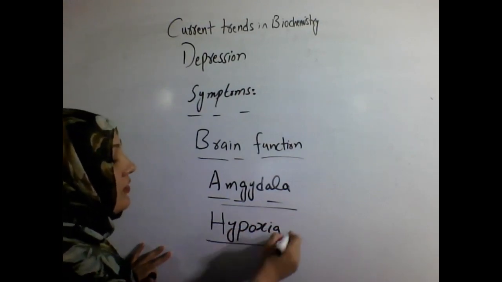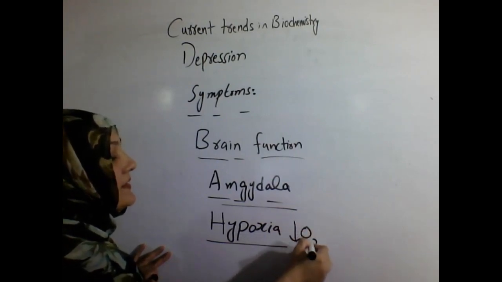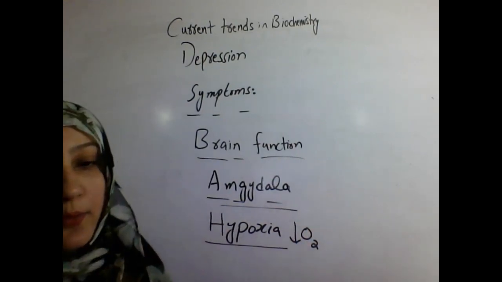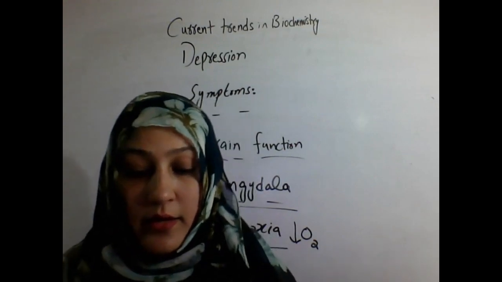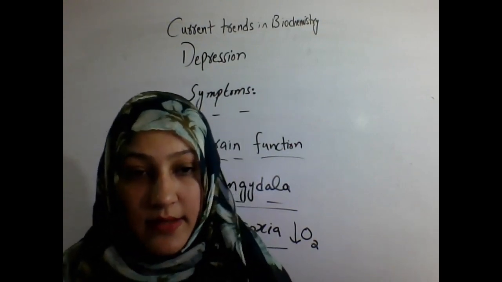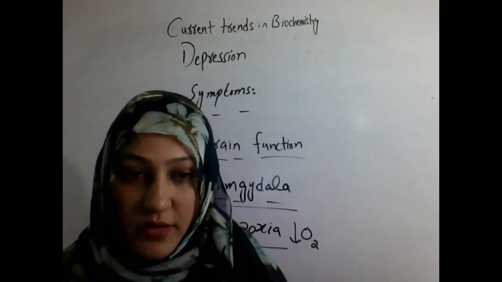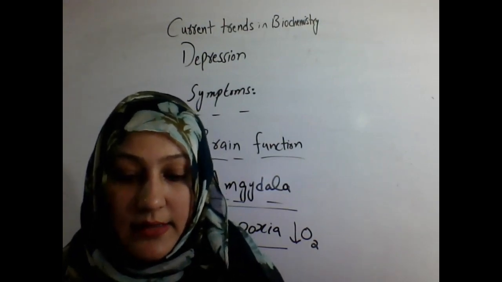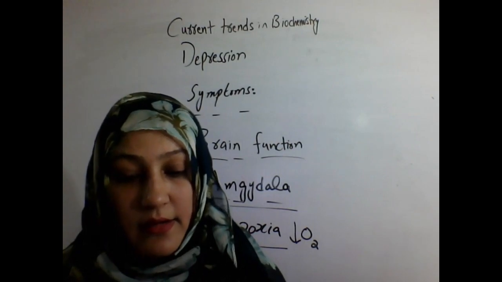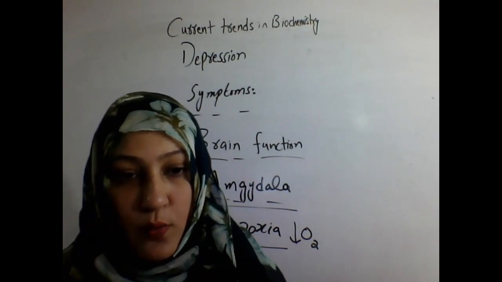The last condition of brain functioning is hypoxia. Hypoxia is the condition of a low level of oxygen present in the brain. The oxygen given to the brain is lowered, which leads to inflammation of the brain. And this inflammation can regulate the changes in mood swings.